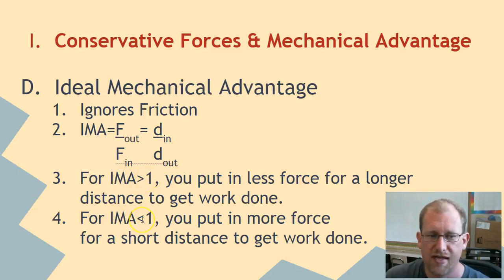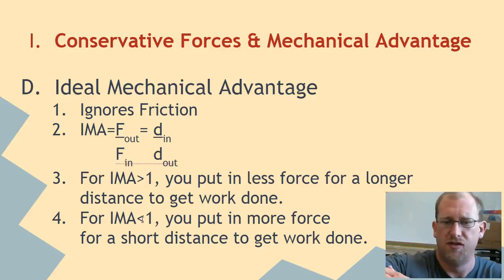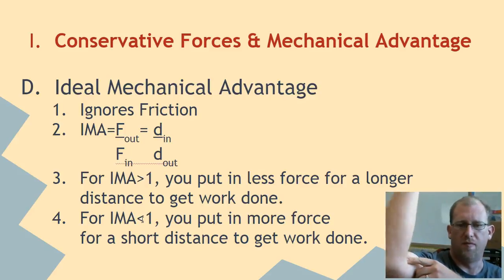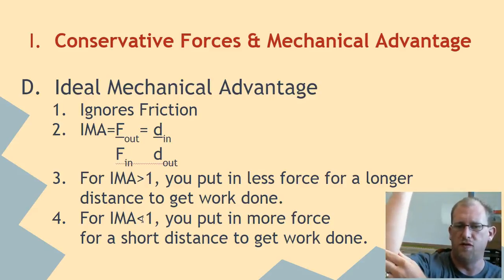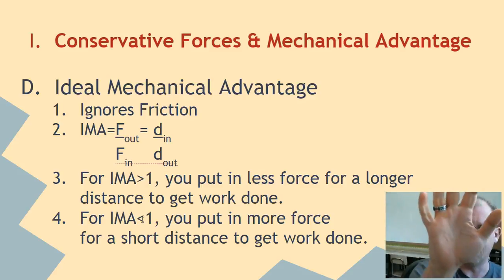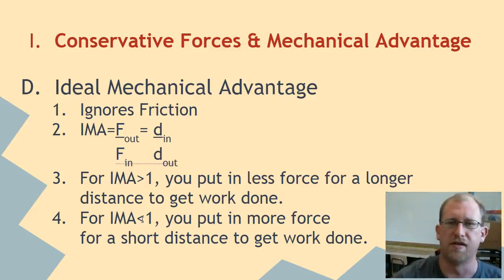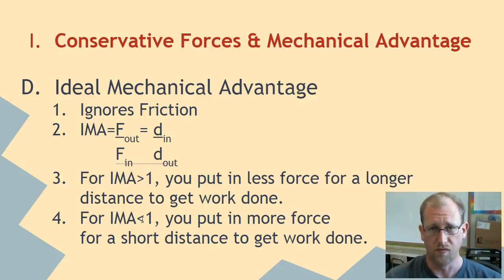For an ideal mechanical advantage less than 1, I'm going to put a whole bunch of force in for just a short distance, and I'm going to get less force but at a greater distance. An example of this is the muscles in your arm. God designed our bodies so that I just pull a little bit of distance here on my arm. My muscles are only contracting just a few centimeters, but that few centimeters, using my arm as an ideal machine, moves my fingers a long distance. So in that example, the mechanical advantage of my arm is less than 1.